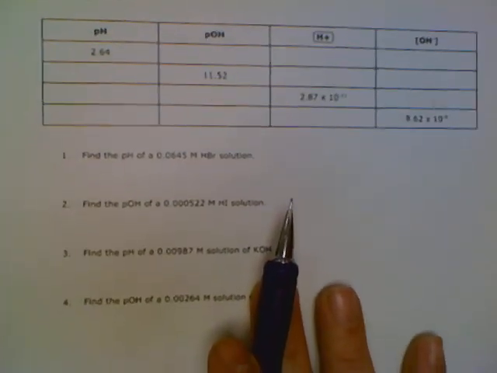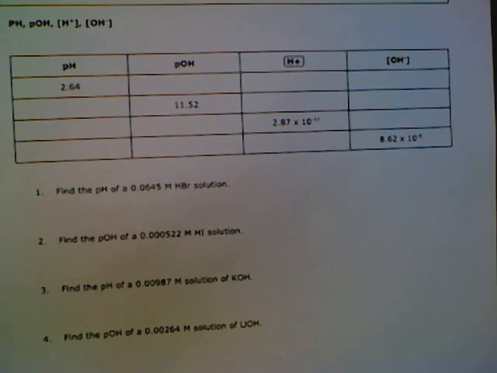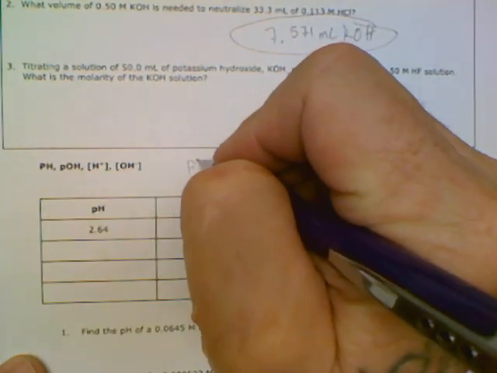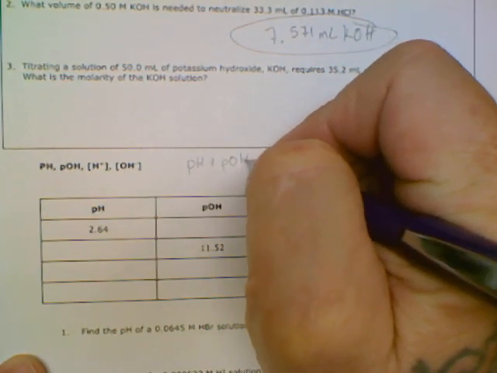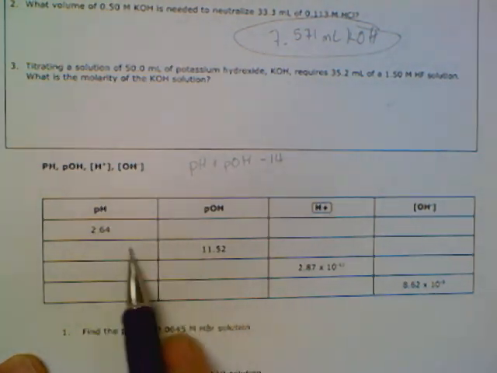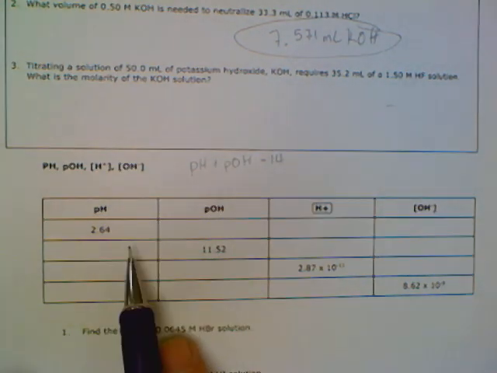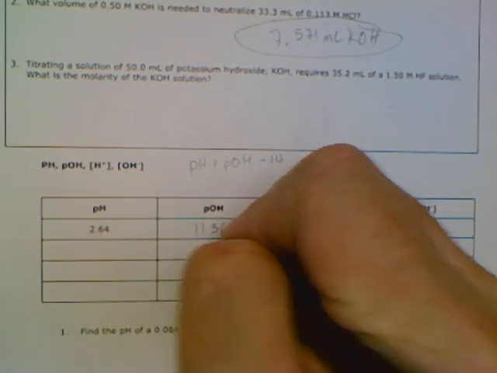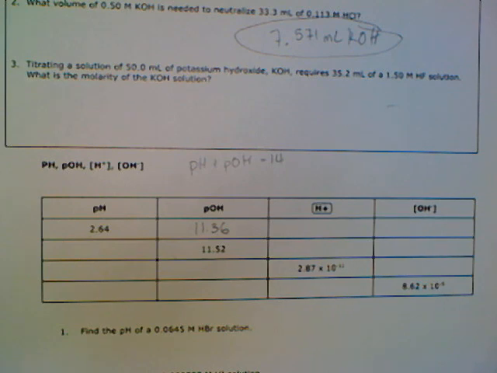This is the thing I want to address, the polar bear in the room. So you're going to have these formulas for the test. So what I have is pH plus pOH equals 14. So anywhere where I have a pH or a pOH, I can calculate the other thing. So these four should be easy. 14 minus 2.64 is 11.36. And 14 minus 11.52 is 2.48.